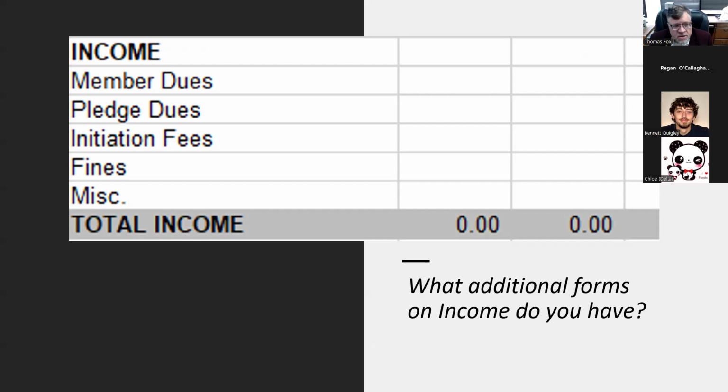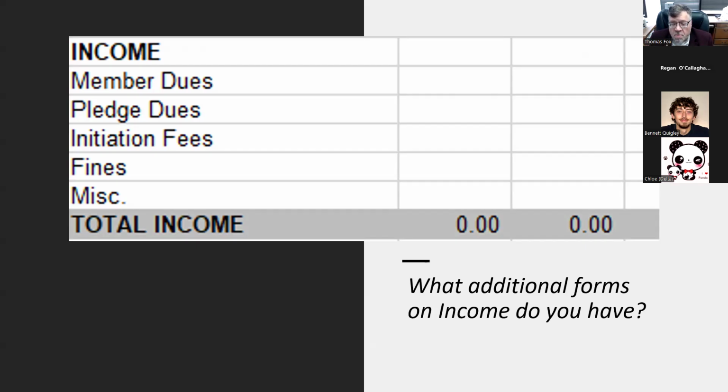I know some chapters get help from alumni associations. Some chapters are able to hold certain fundraising events that are not philanthropic in nature that can generate income or have partnerships with their colleges and universities to run events. But in no case have I ever heard of a chapter where the majority of income is coming from those ways.